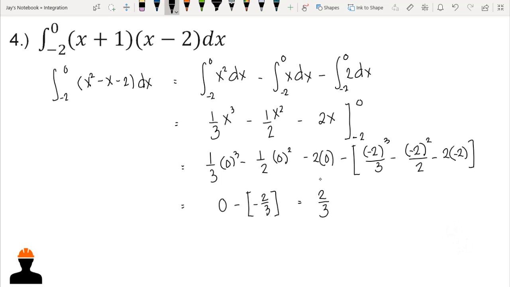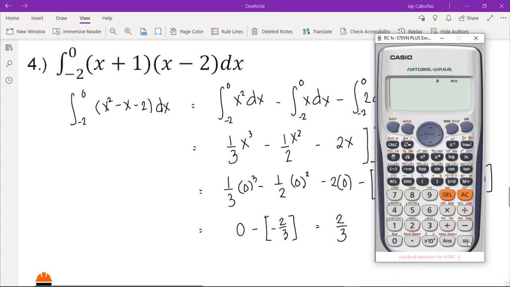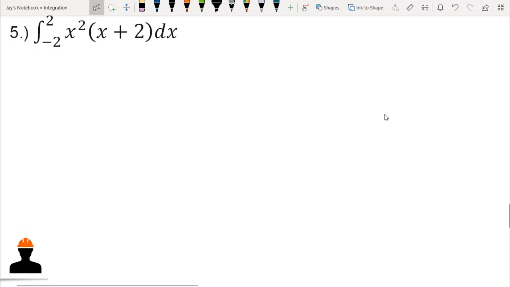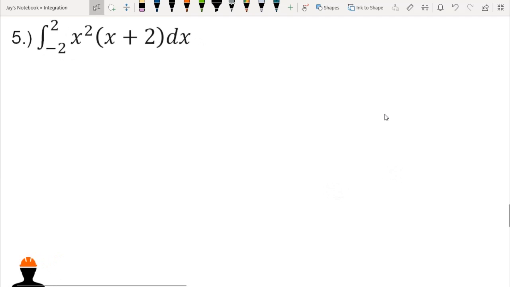That is the definite integral. So let's try to check it using our calculator. So then the answer should be 2/3. So we have correct answer. Then we have number 5, question number 5, that is the integration of x squared, x plus 2, then limit of negative 2 to 2.